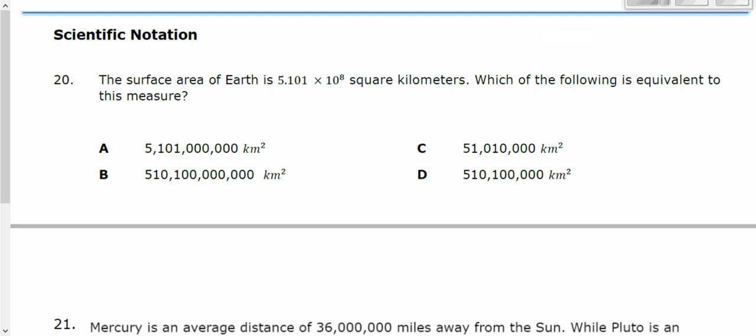Okay, so continuing your exam review, this is numbers 20 through 26. The surface area of Earth is 5.101 times 10 to the 8th square kilometers. Which of the following is equivalent to this measure? So 5.101 times 10 to the 8th is scientific notation. You should remember that 10 to the 8th means I'm multiplying this number by 10 8 times.